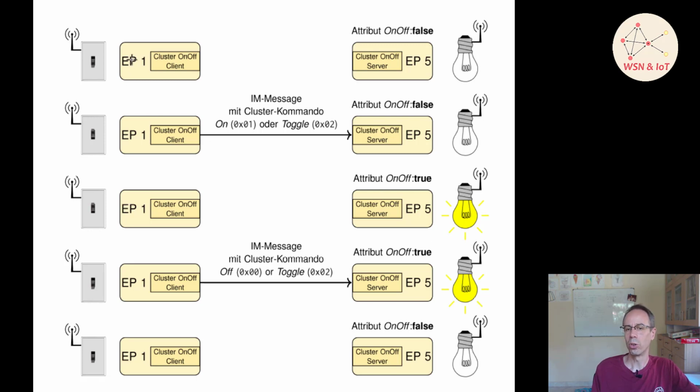There is also something called endpoints. We can define endpoints where I can put multiple clusters which belong together. So a lamp can have an on-off cluster, for example, but could also have a level control with which we can change the brightness of the lamp. Or if it's a color lamp, there can also be a cluster for changing the color of the light. We can also send commands there.